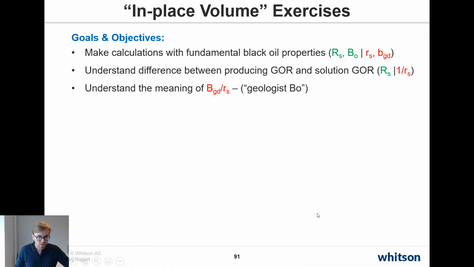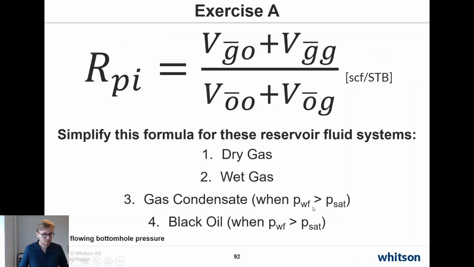Good stuff. So the first exercise is fairly straightforward. It tries to link some of the things we learned earlier with relationship to reservoir fluid classification, and see if we can put that knowledge into practice here by solving this exercise of producing GOR. We presented the producing GOR in the last lesson, and we will try to remember some of these definitions in order to simplify these formulas for these different fluid systems. The first one is dry gas, the second one is wet gas, the third one is gas condensate, and the fourth one is black oil.